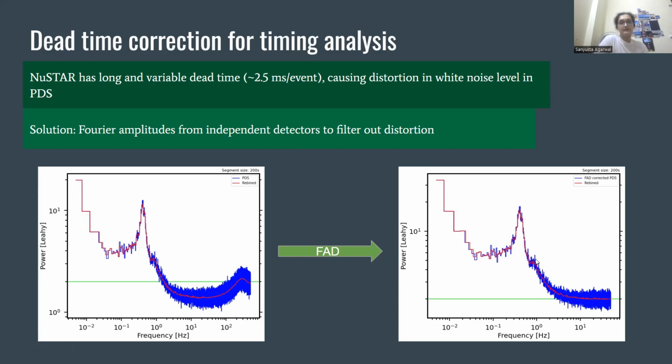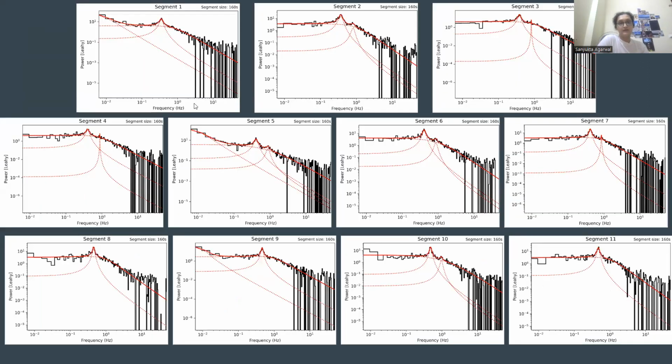So we look at detailed periodograms, or PDS, of every orbit, and we also look at them in different energy ranges. Here I have calculated the FAD corrected PDS for all the 11 orbits. And you can see that there are some differences across each orbit in the PDS, be it in the frequency or in the subharmonics. I've fitted them with Lorentzians because the QPOs are expected to follow a Lorentzian shape.